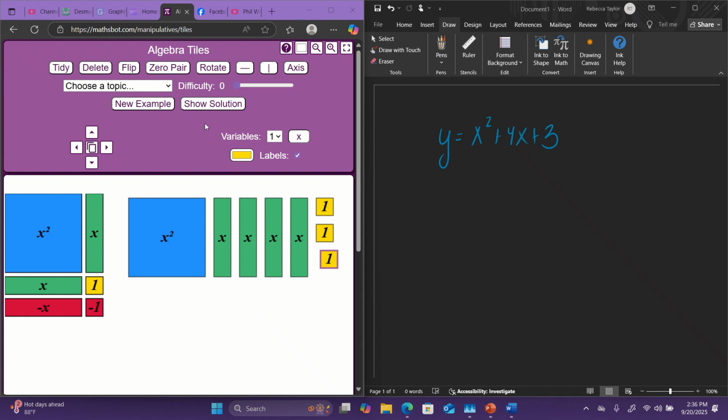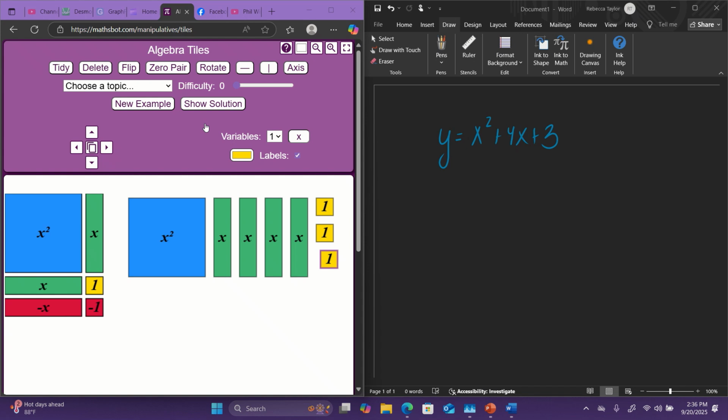So what you're looking at on the screen there is, on the right side, the quadratic x squared plus 4x plus 3. And then on the left side of your screen, if I can move my mouse around, you can see it, x squared plus 4x plus 3. So we're modeling the quadratic with the algebra tiles.